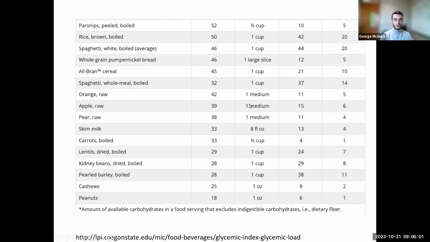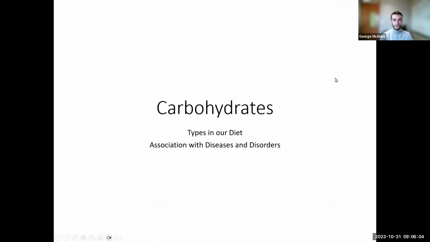Just continuing that table to give you some more examples of common foods.